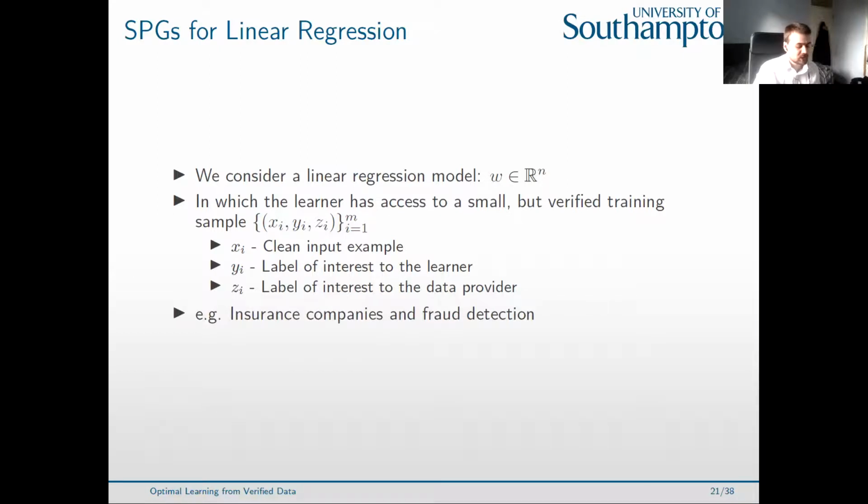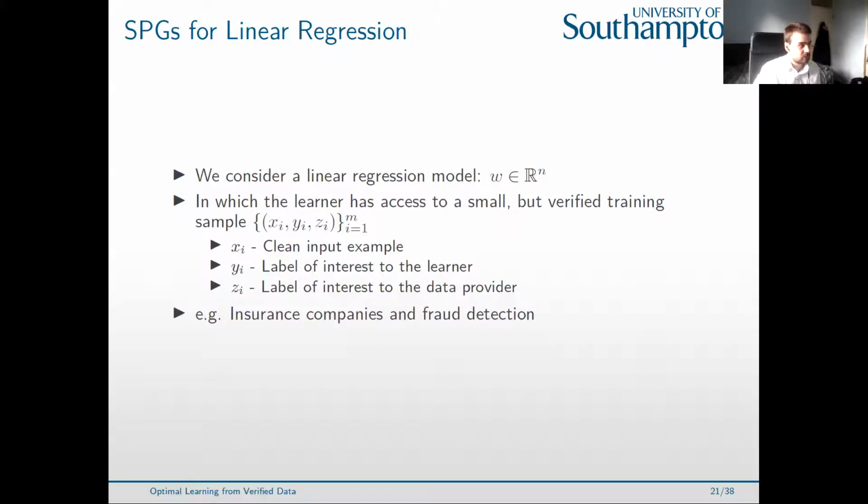So one natural question to ask is, in reality, where does this verified training data set actually come from, right? We've just gone through all this effort to argue that data providers are going to manipulate you. But in a lot of cases, there's ways of gathering verified training data sets. They can be very expensive, but you can gather a small amount of verified data that you can use for training. A classic example of this, again, is fraud detection for insurance companies.